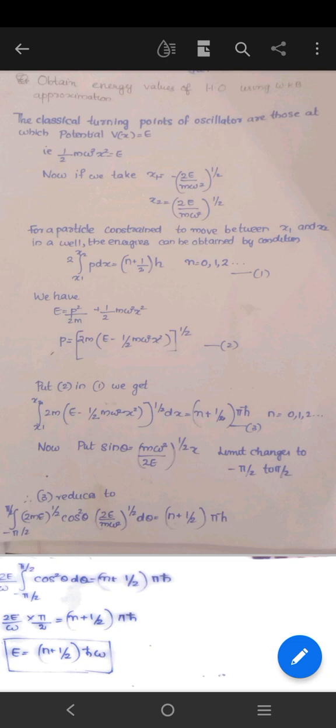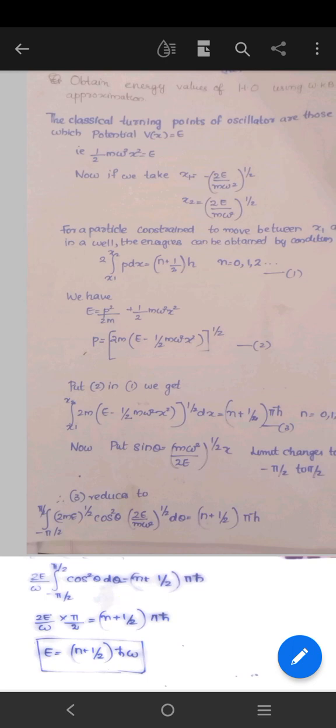Now we could evaluate this by substitution. By substituting sine theta is equal to (m omega square by 2E) the whole raised to 1 by 2 into x. So how do the limits change? From x1 to x2, the limits change to minus pi by 2 to pi by 2. So we could easily write this as the integral from minus pi by 2 to pi by 2 of (2m E) the whole raised to 1 by 2, cos square theta, (2E by m omega square) the whole raised to 1 by 2, d theta, equal to (n plus 1 by 2) pi h bar.